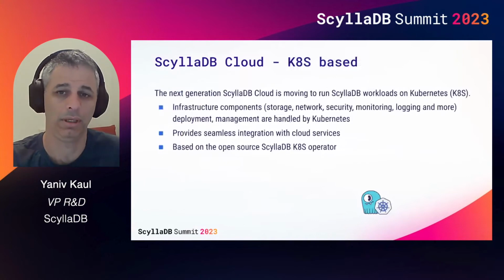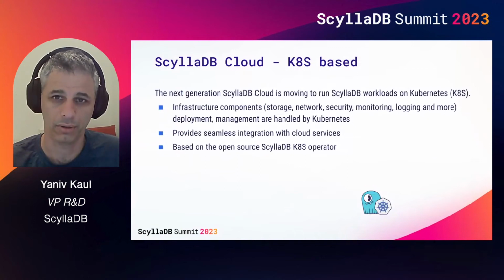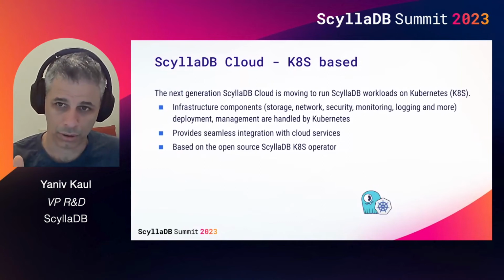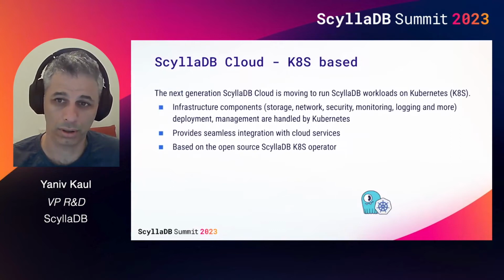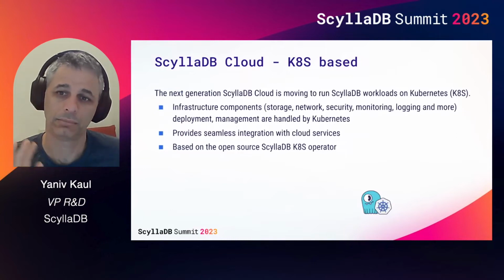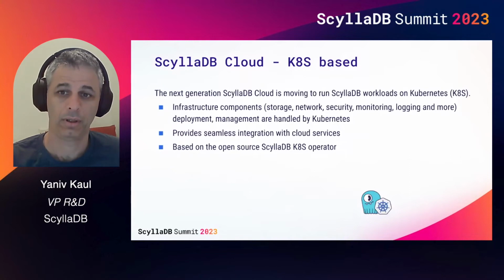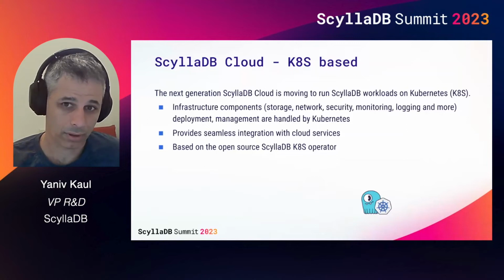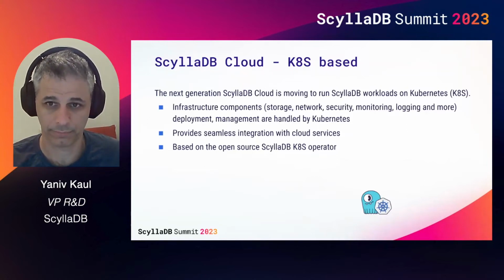So what is serverless all about? Serverless is a major step we have taken into our next generation architecture, running Scylla clusters on top of Kubernetes infrastructure. Infrastructure component management, such as storage, network, security, monitoring, logging, and more, is handled by Kubernetes and via standard Kubernetes primitives, operators, CRDs, and kubectl if needed. There is also a seamless integration with the cloud services. As an example, VPC for networking, instant provisioning for scaling, security features, and so on.